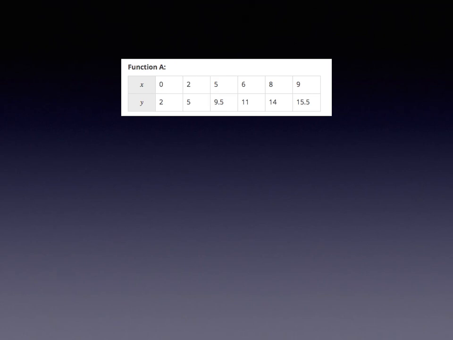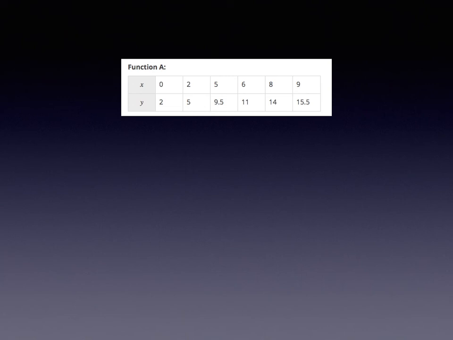Okay, so this question is asking you to compare several different functions to this function called function A. And just as a reminder, we can tell this is a function because every input value or x value has one output value that goes with it, not multiple output values. So this function A is a linear function, and so it has a constant rate of change or a slope and an initial value, or otherwise known as a y-intercept.